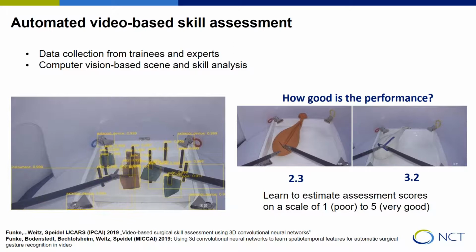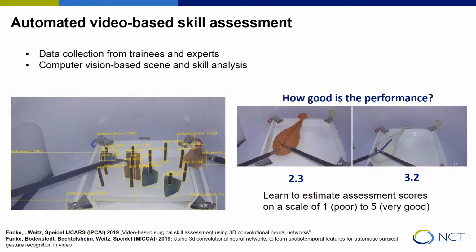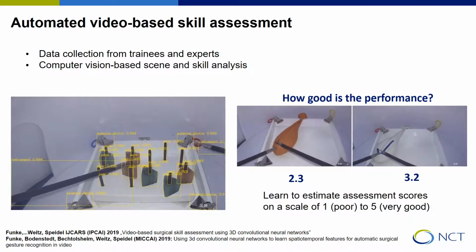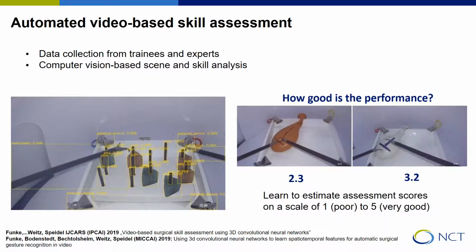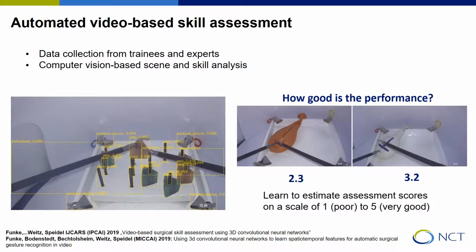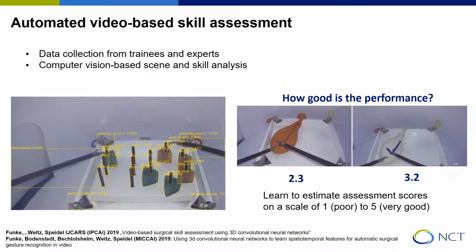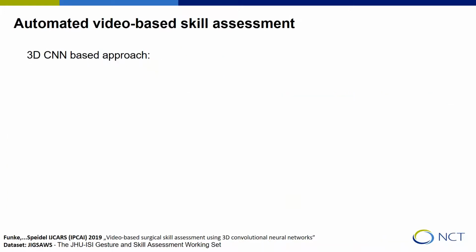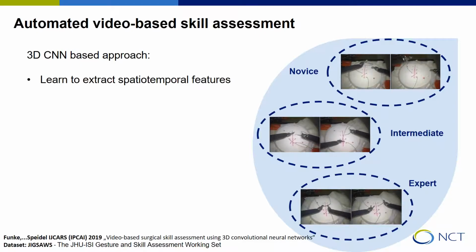So in the end, we want to estimate how good is the performance. And we also want to learn to estimate the score on a scale of 1, which is a very poor score, to 5, which is very good. And these are standard scores that are used in surgical training, for example GEARS or OSATS. And to do that, we decided to use a 3D CNN approach. Contrary to common 2D CNNs, they can be used to extract features along the spatio-temporal dimension.